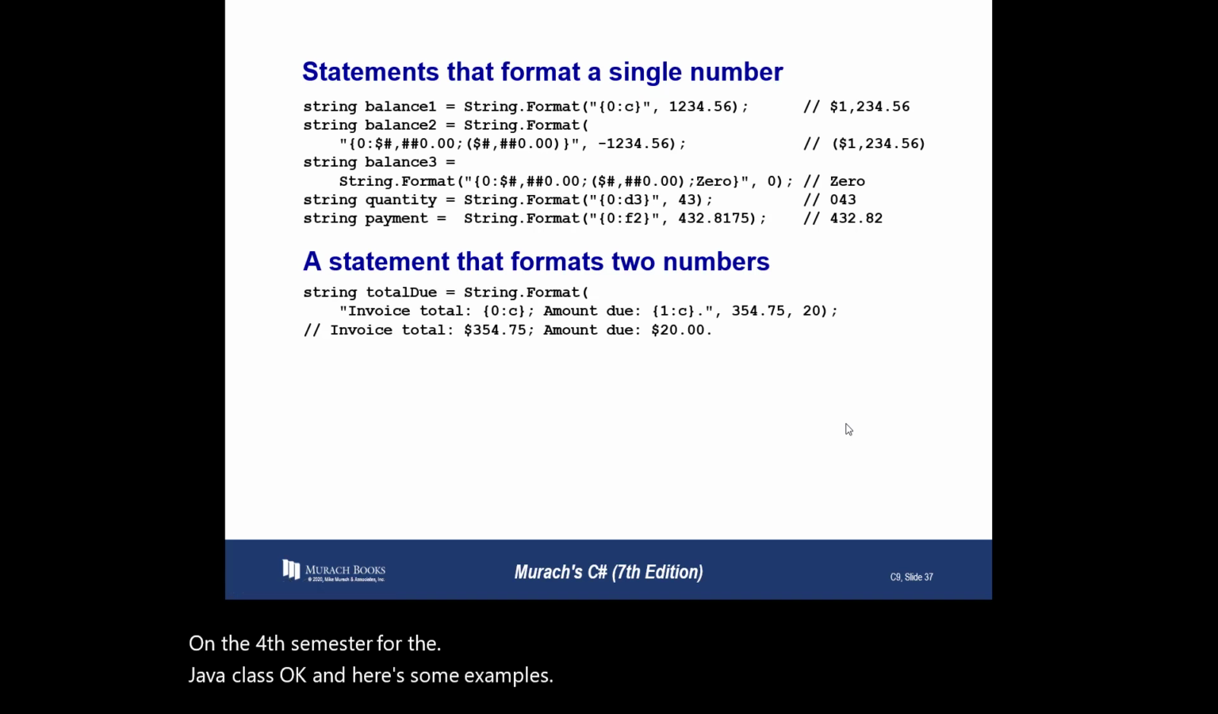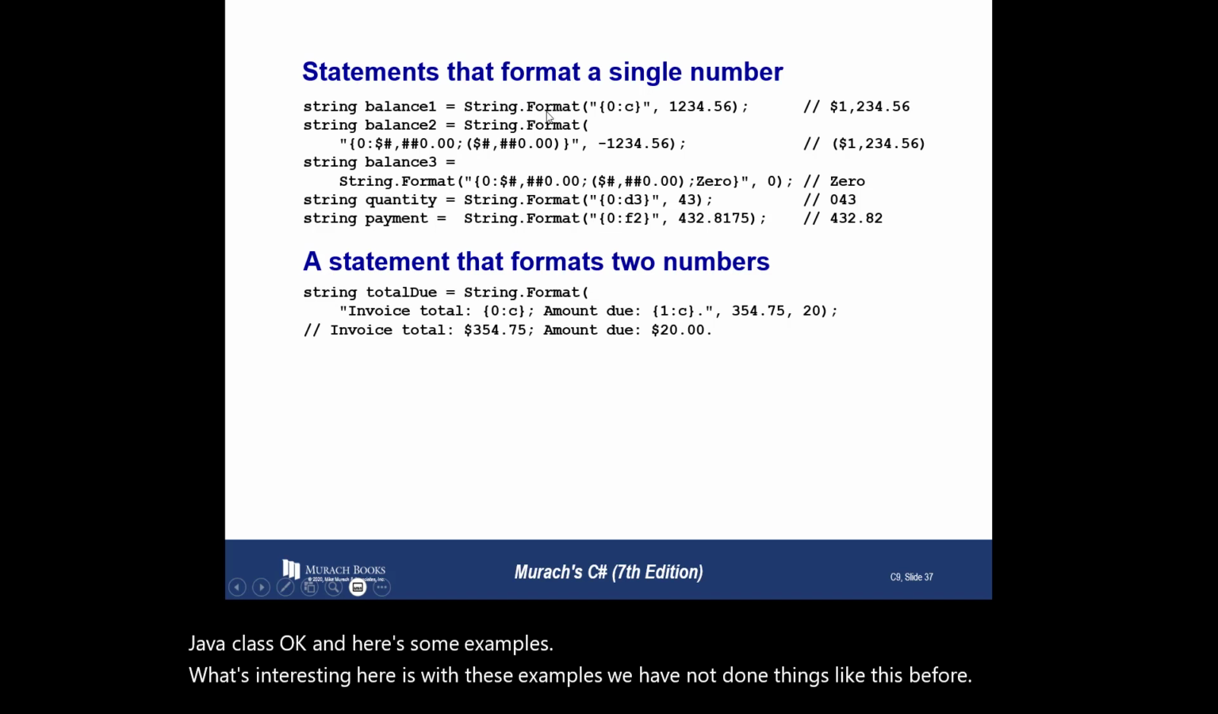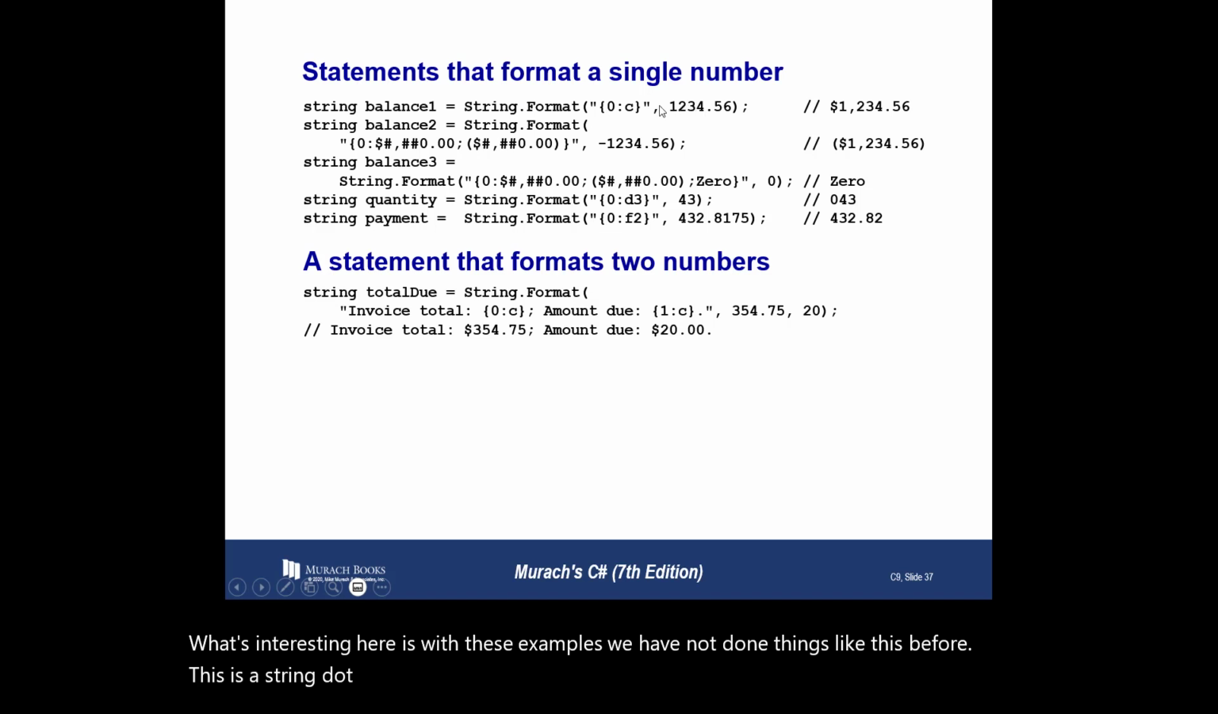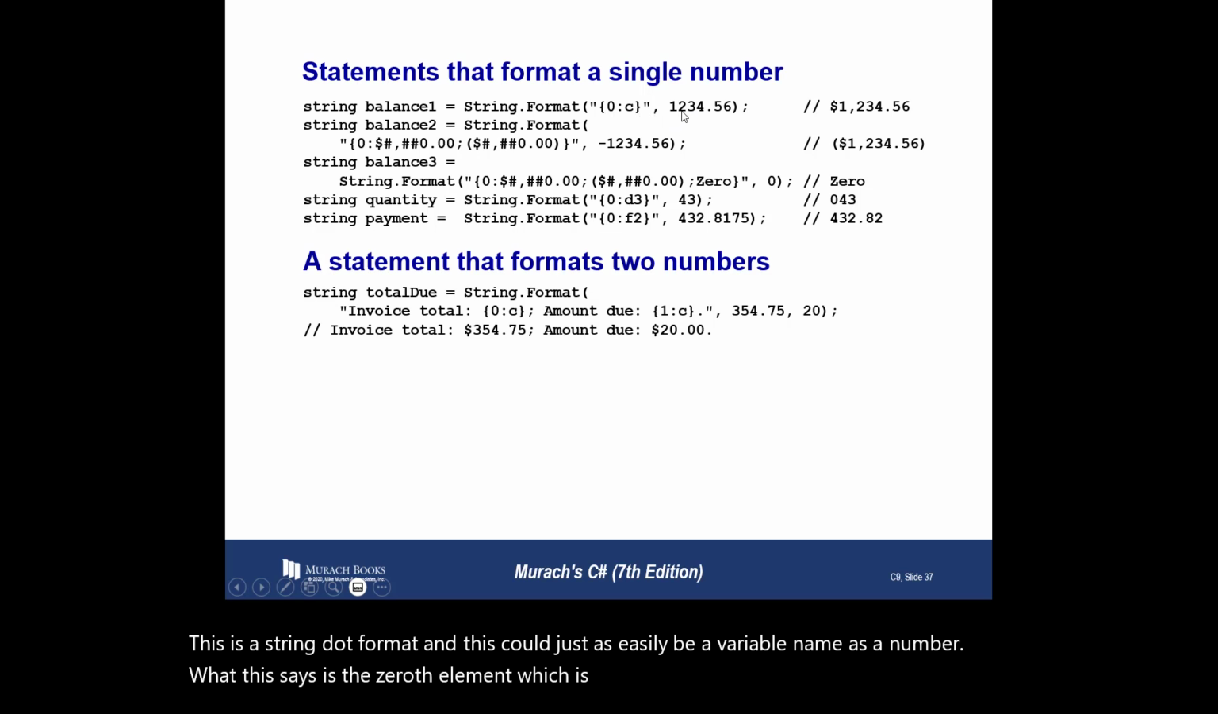Now, what's interesting here is with these examples, we have not done things like this before. This is a string.format, and this could just as easily be a variable name as a number. What this says is the 0th element, which is this, format it to currency, which will make it look like this.